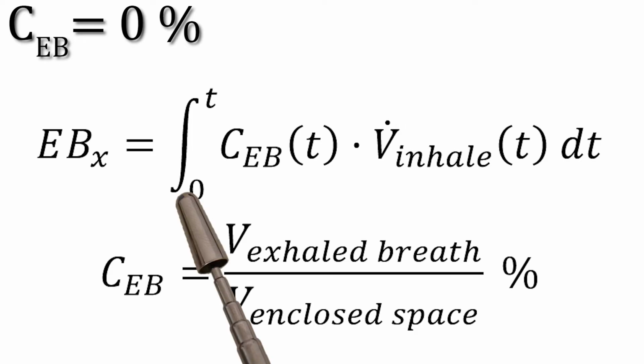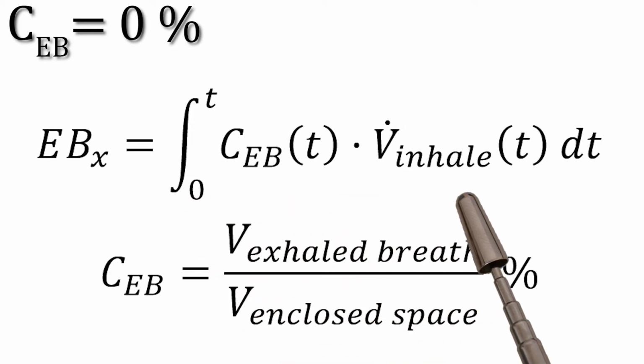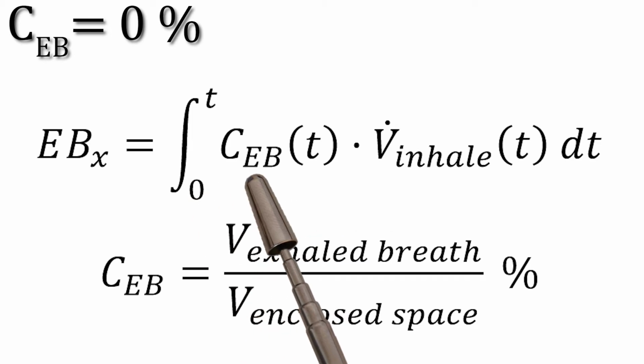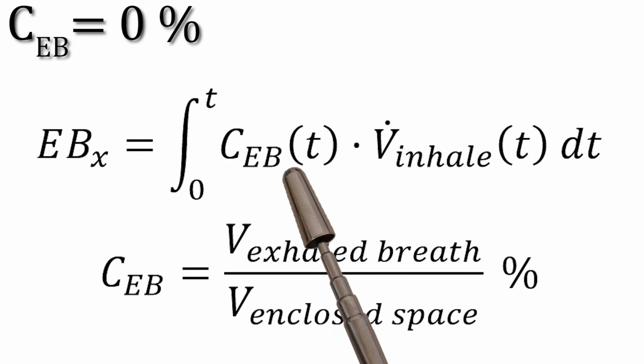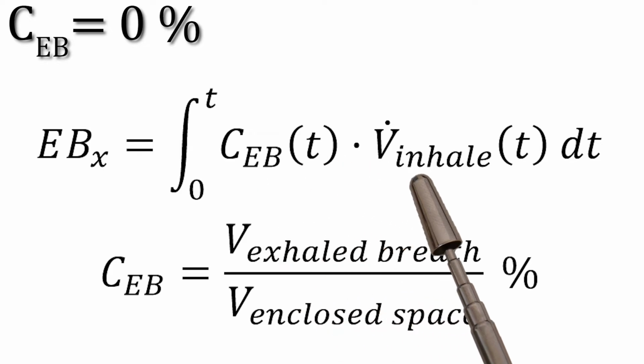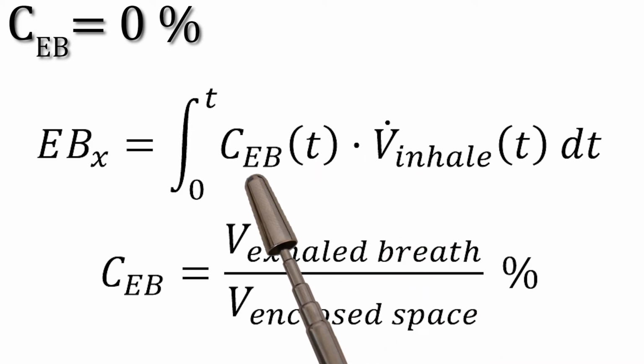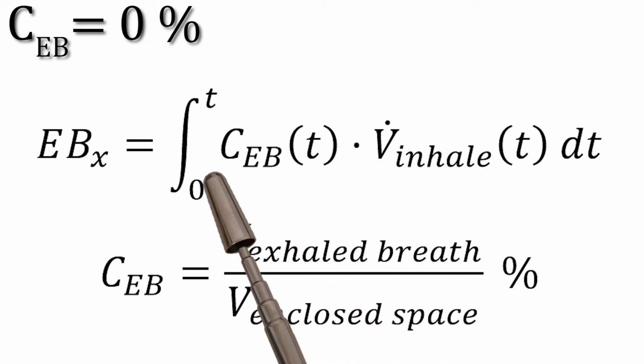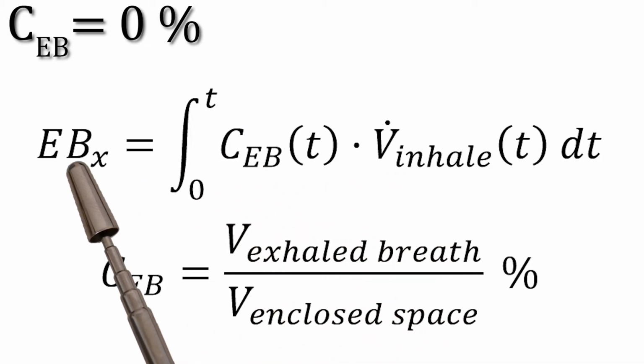This is the equation that I'm using to determine the volume of exhaled breath intake over a time period. The CEB is the concentration of exhaled breath in the space at any given time, times the rate of inhale, and that is a volume per time, so liters per minute at any given time, times concentration is the rate of intake of exhaled breath. Add that up over a time period, and you get the volume of exhaled breath intake over the time period. That looks complicated.